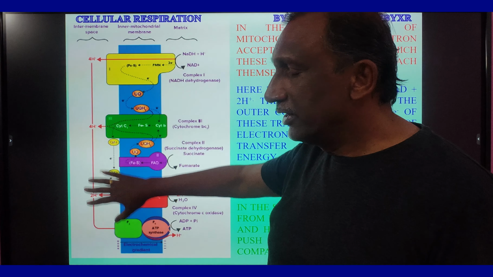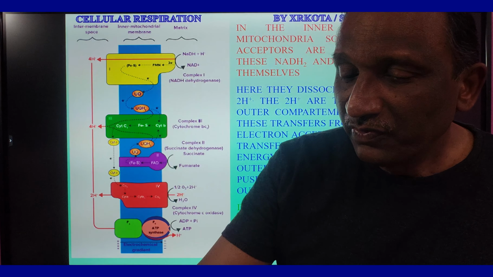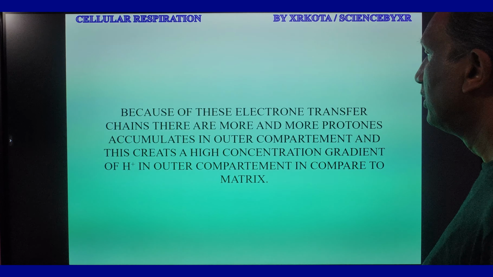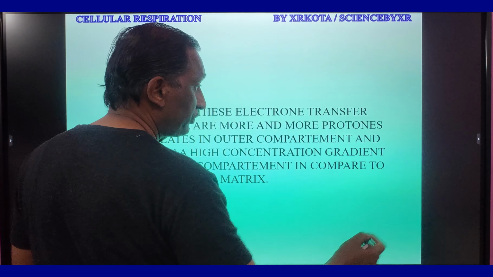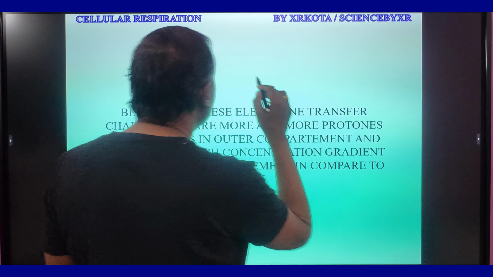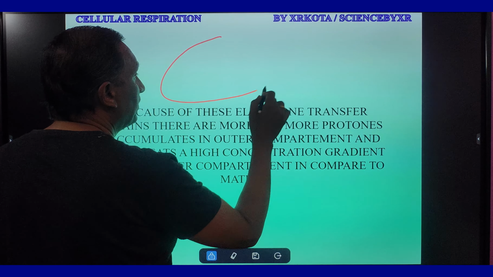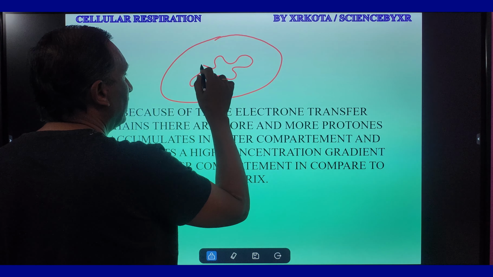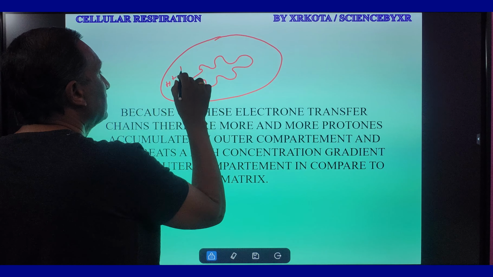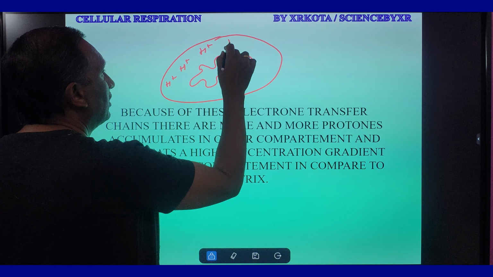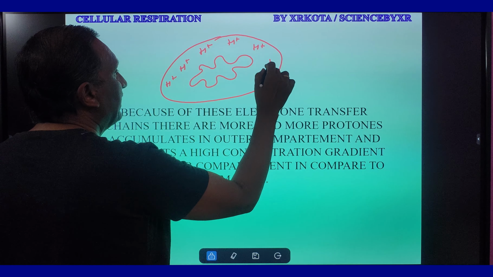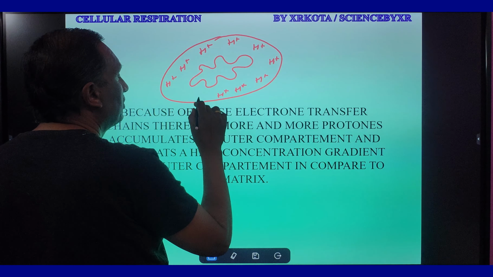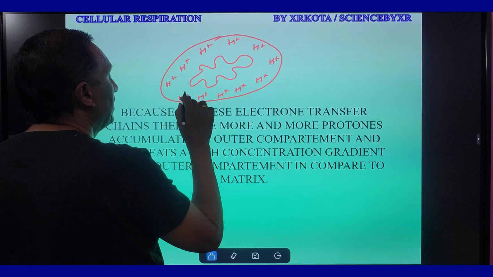And यहाँ पे क्या हो जाएगा, at the end of this process what will have, ये डायग्राम बना देता हूँ. ये हमारा माइटोकॉन्ड्रिया, छोटा बना देते हैं. So what will have, we have a large number of protons here. So there will be a gradient created. खूब सारे protons हो गए यहाँ पे. Proton ही proton. These protons have come from NADH2 and FADH2.